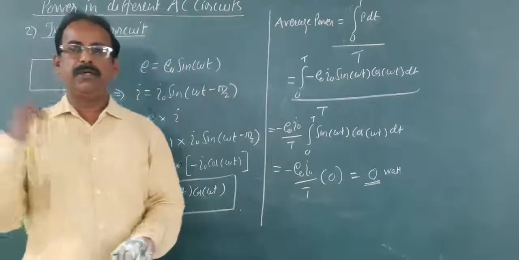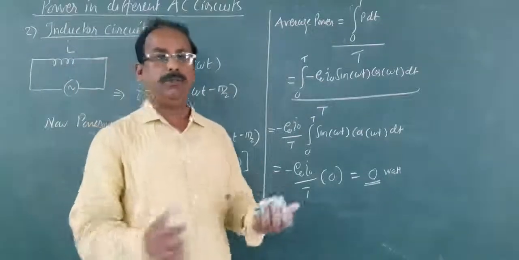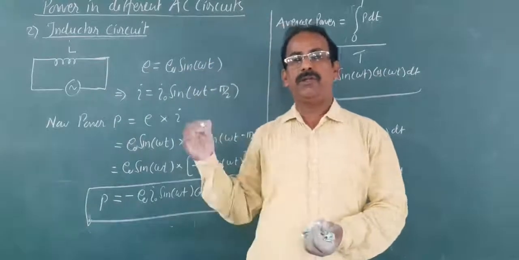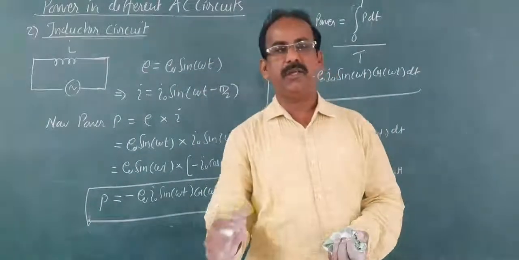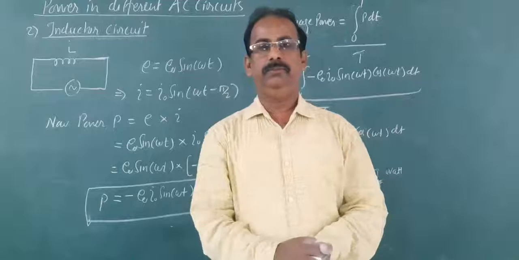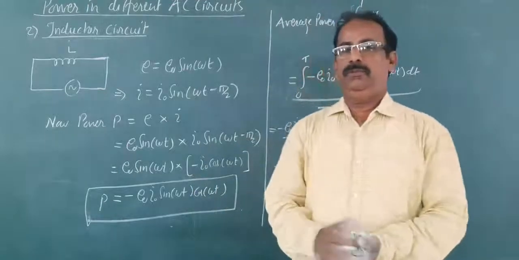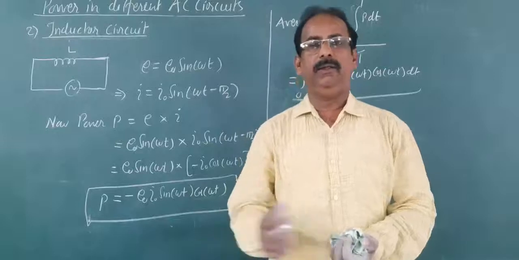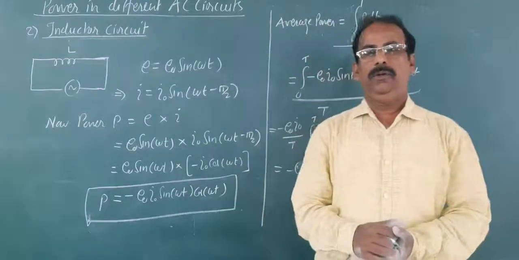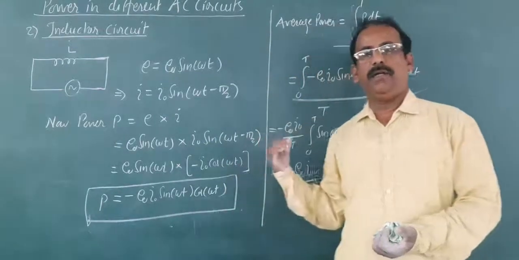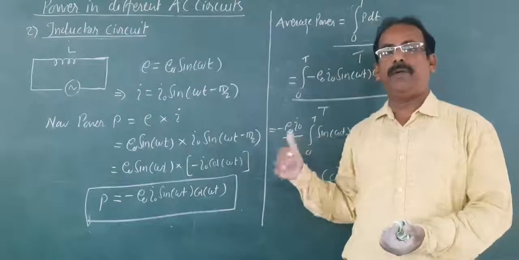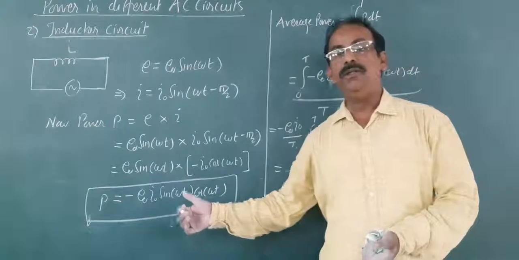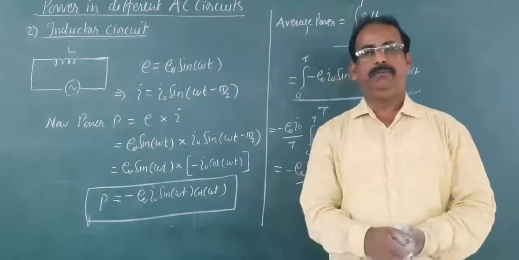Average power in this circuit comes equal to how much? 0. It means that in such a circuit, no power is consumed. The current that we get in such a circuit is called wattless current. This is the expression for average power in the inductor circuit. This is the instantaneous power.